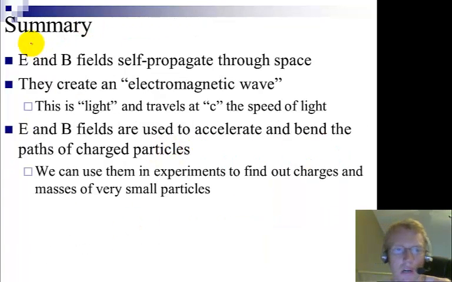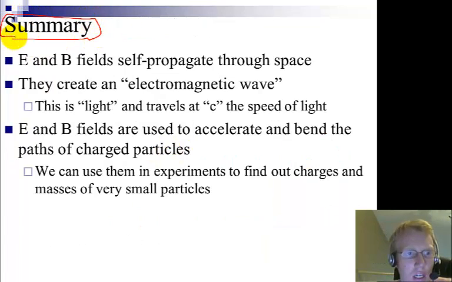Okay, so let's summarize this chapter, not too much in it. Most important couple of things are that electric and magnetic fields self-propagate through space by inducing each other back and forth, and what they create is called an electromagnetic wave, which is really just light and travels at the speed of light, which is 3 times 10 to the 8th meters per second in vacuum.